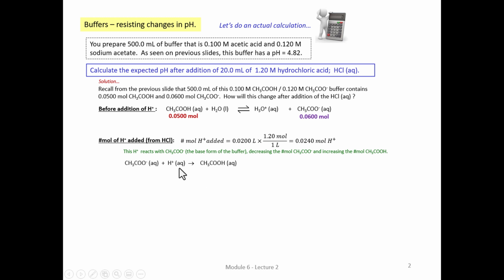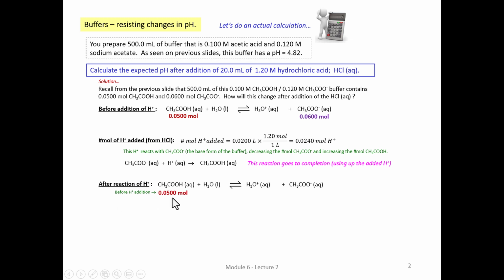So here's my equation for the hydrogen ion going after the acetate ion. We assume, and we know, that since this is a strong acid reacting with a weak base, this reaction goes to completion. So after reaction with the hydrogen ion that we've added, what do we have? Here's our original equilibrium. We have the number of moles of acetic acid before H plus addition, number of moles of acetate before. Now since the H plus is going after the acetate, the number of moles of acetate is going to drop by the number of moles of H plus we've added.